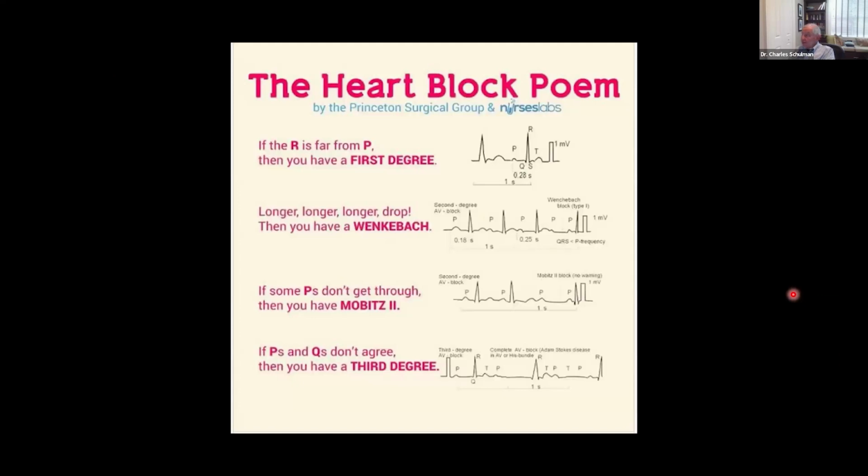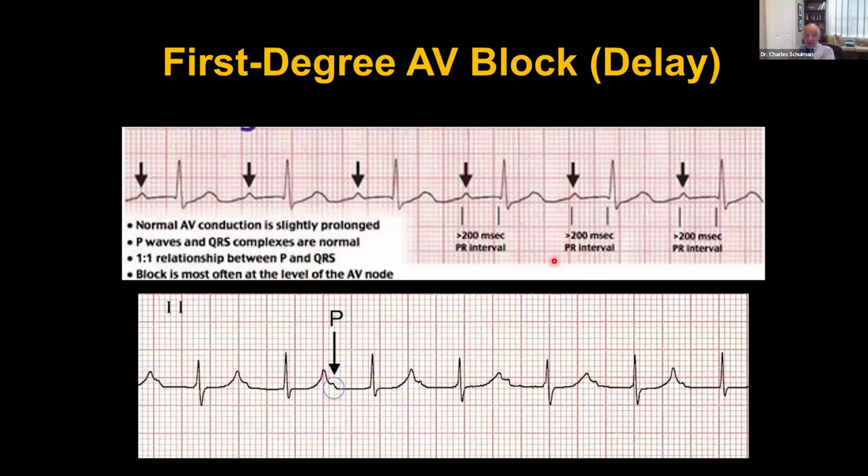Okay, now turning to heart block, and we have the heart block poem, one of my favorite poems. If the R is far from P, then you have a first degree. Longer, longer, longer drop, then you have a Winky bop. If some P's don't get through, then you have a Mobitz 2. If P's and Q's don't agree, then you have a third degree. So we'll look at examples of all of those things.